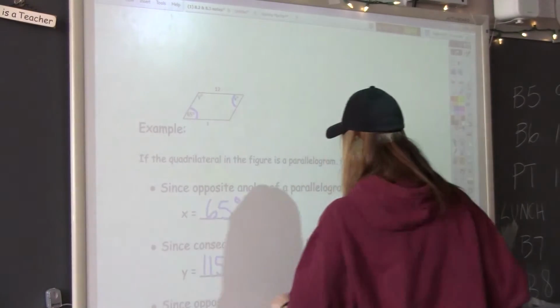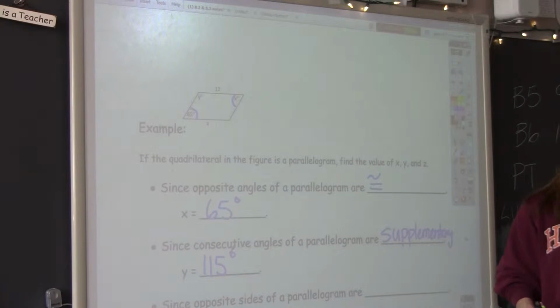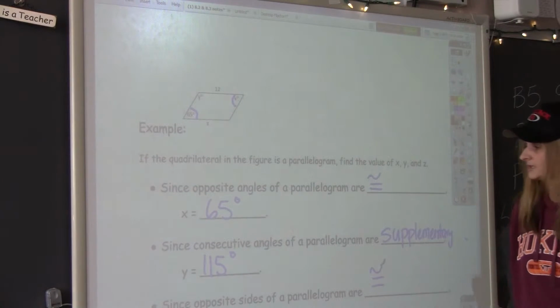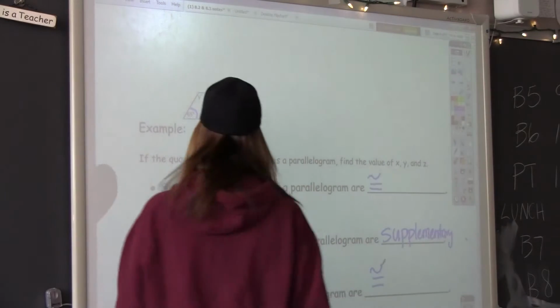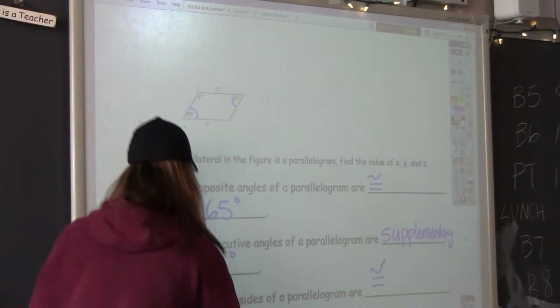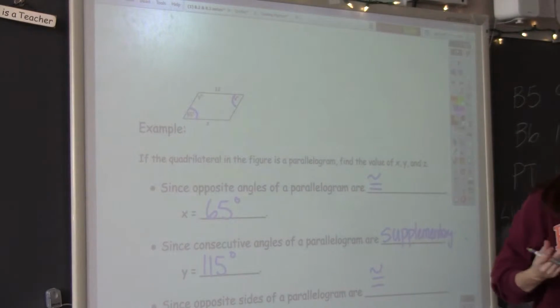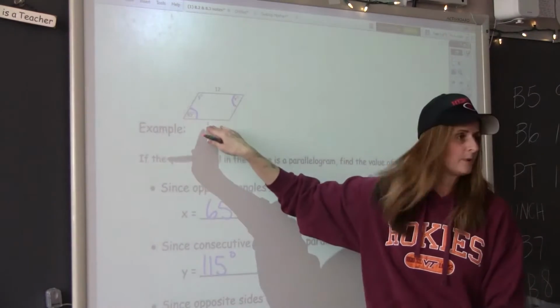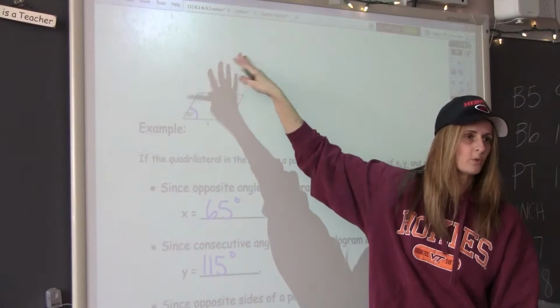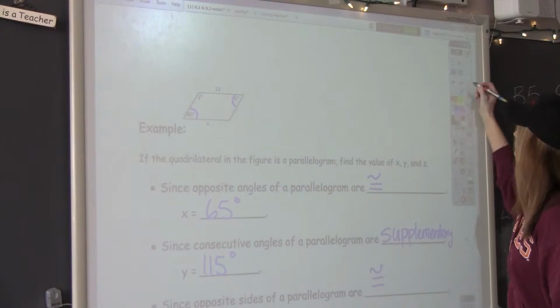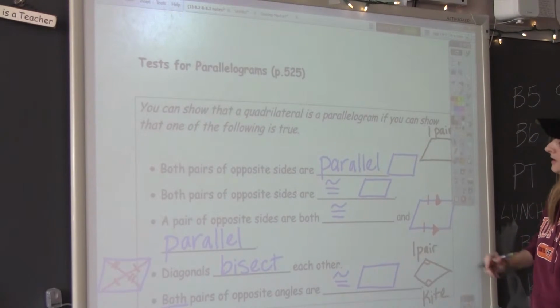Okay, since opposite sides of a parallelogram are congruent, then z should equal 12. How are we doing? Pretty basic, right? They get a little bit more complicated by, this would be like z plus 3. You said z plus 3 equal to 12. You solve for z. Okay.